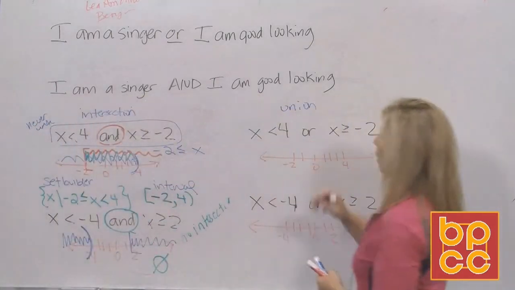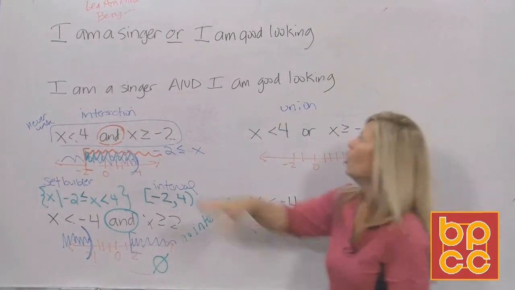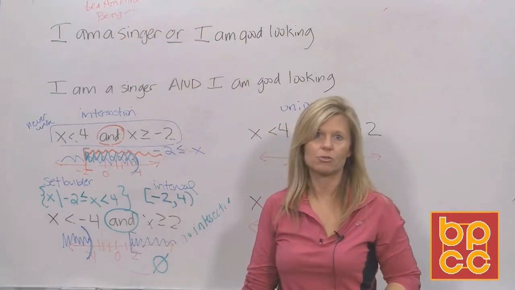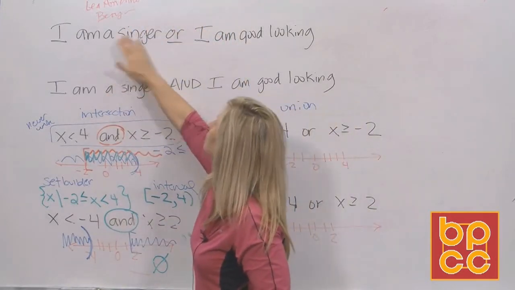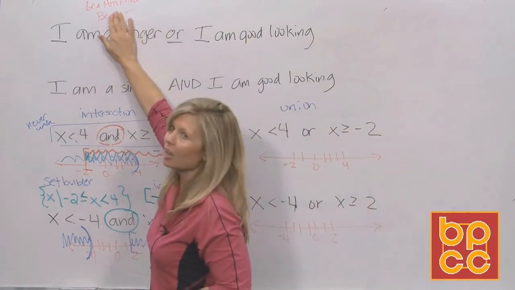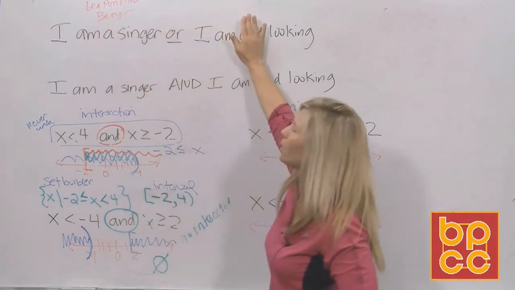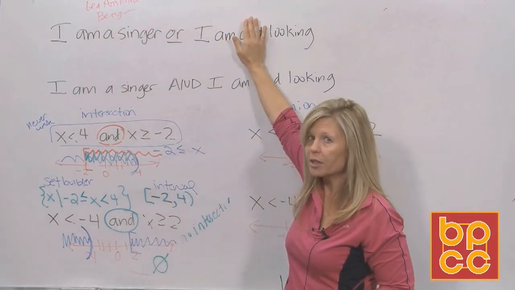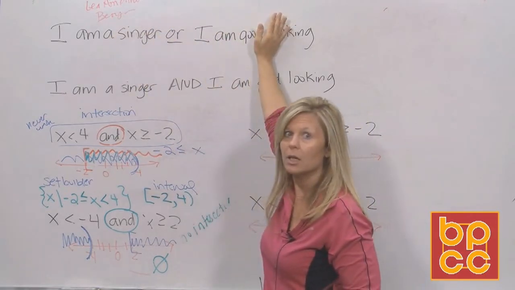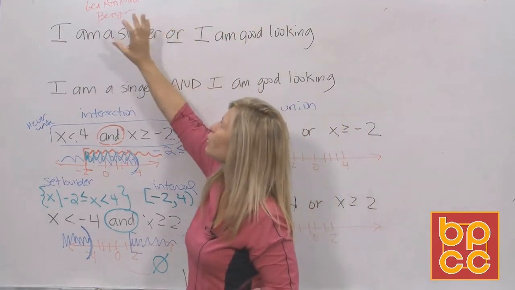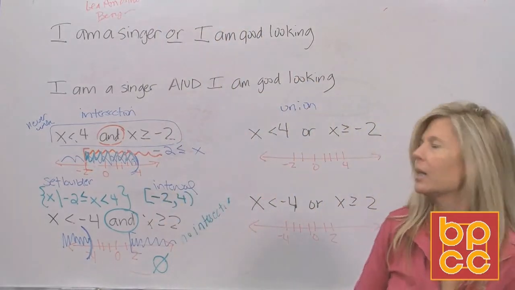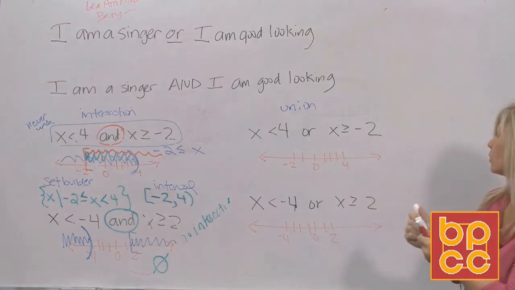Now we're going to do or. Or does not mean an intersection. Or meant two different sets of answers. I could be a singer, or I could be good looking. So I could put Steve Tyler here. He's a singer, but I wouldn't put him here. Good looking could be Cindy Crawford. Well, she's not a singer. She's a model. So it's important that or means there's not one set of answers, there's two, and we're uniting them, bringing them together. So let's go to this picture.